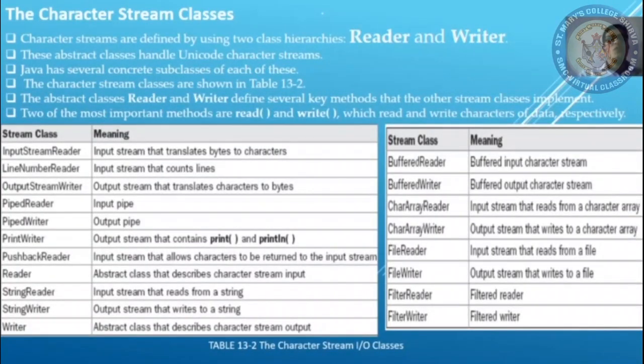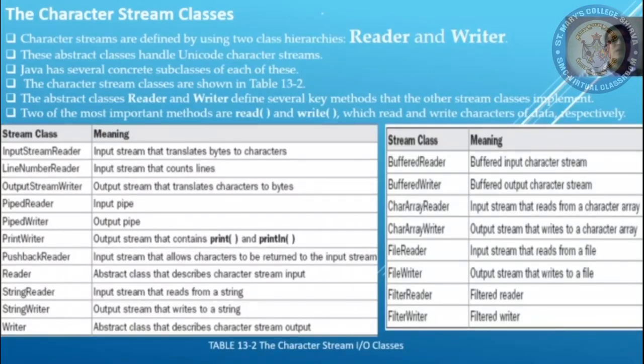Now we are moving to the character stream classes. As the name indicates, it is going to be handling data in the form of any type. Okay, character means either digits, letters, or special symbols. These character stream classes can be defined by two class hierarchies, that is, one is a reader and the other one is writer. These abstract classes handle Unicode character streams.